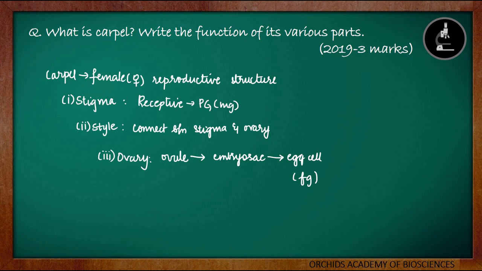Stigma receives the pollen grain which is coming from the anther. Style is a connection between the stigma and the ovary, so it will be transferring the pollen from the stigma to the ovary. Then this ovary will be having the ovule, inside which embryo sac is present, inside which the egg cell is there, and this egg cell is the female gamete. And finally in this embryo sac, this female gamete will be fusing with the male gamete. So these are the various parts of carpel. Moving on to the next one.